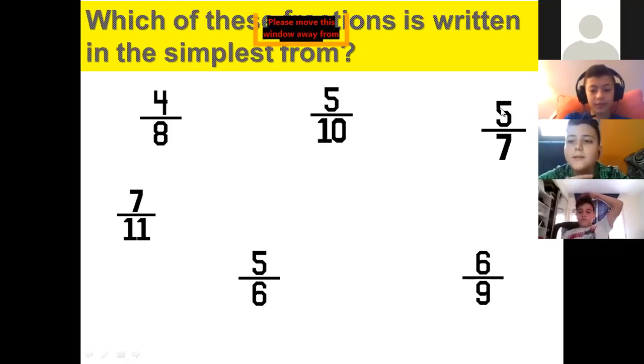5 has only 1 and 5 as factors. 7 has 1 and 7 only as factors. So they have nothing in common other than 1. There's just 1. So it's a fraction in simplest form.